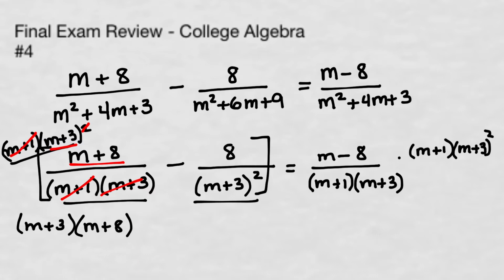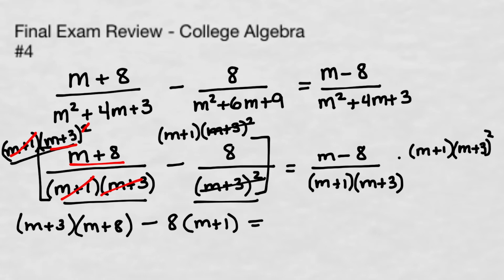And then I'm going to distribute that m plus 1 times m plus 3 squared to the second term, and the m plus 3 squareds cancel out. So I have 8 times m plus 1. And the m plus 1s cancel out over here, an m plus 3 and an m plus 3, and then I have m plus 3 times m minus 8. The order's not important. So there's my new equation, and I don't have any fractions.